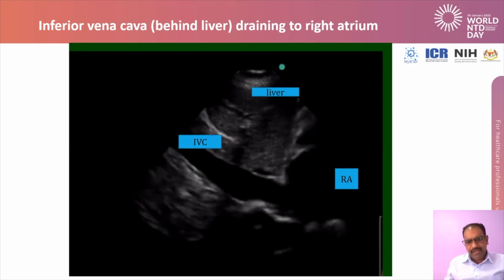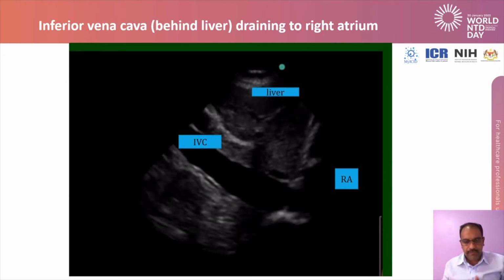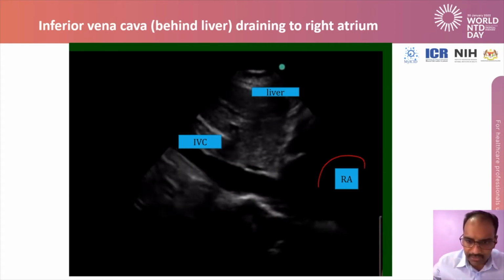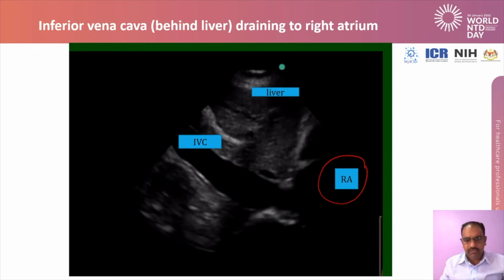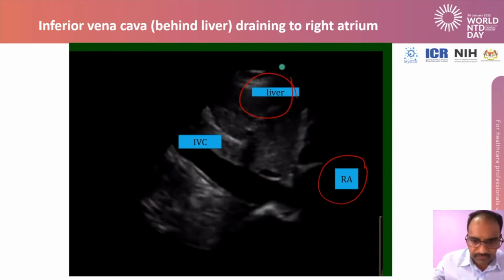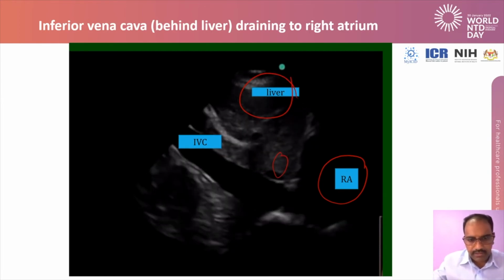So these will be the main three structures that you need to identify when doing an IVC scan. You must have a view of the RA, and you will have a view of the liver. Sometimes you will see the hepatic vein here. Then you should judge your IVC.